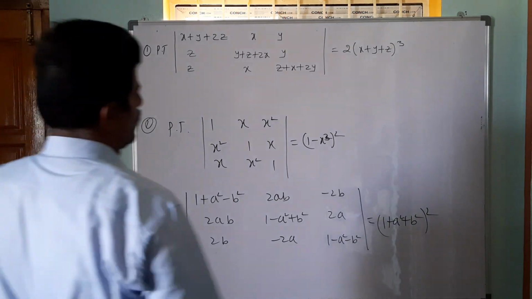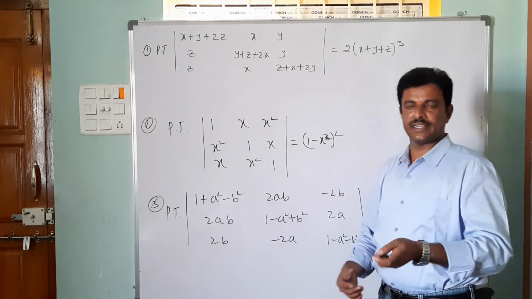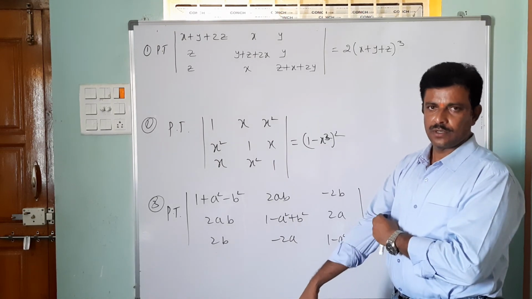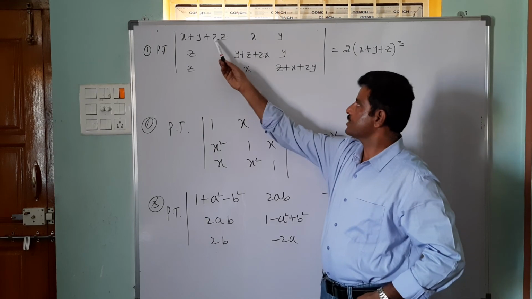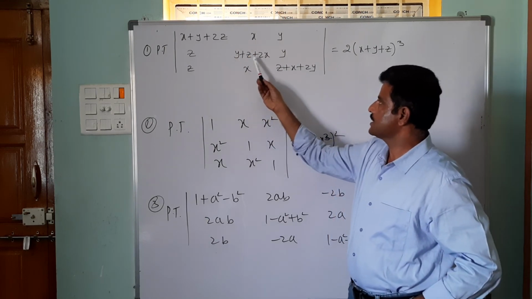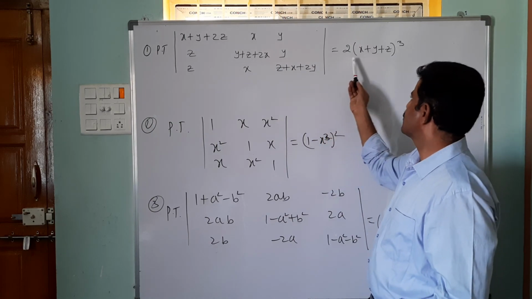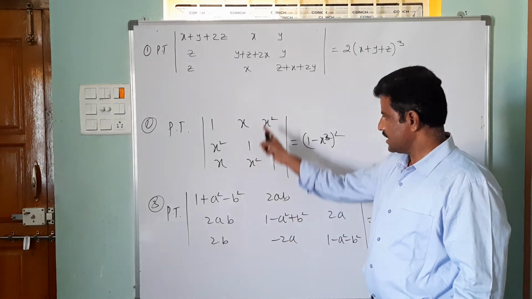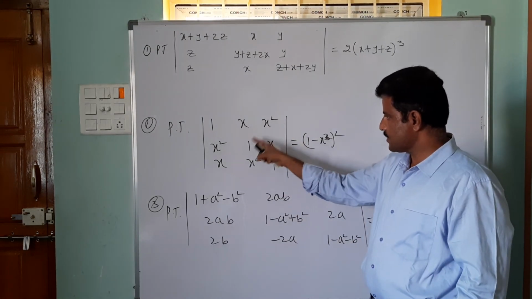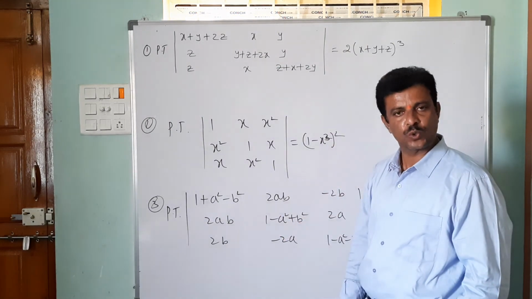Okay, so next, dear students, only 4 problems remain in that exercise 4.3. First one, prove that the determinant with rows x plus y plus 2z, x, y; z, y plus z plus 2x, y; z, x, z plus x plus 2y is equal to 2 into x plus y plus z whole cube. Next, prove that the determinant with rows 1, x, x square equals 1 minus x cube whole square.